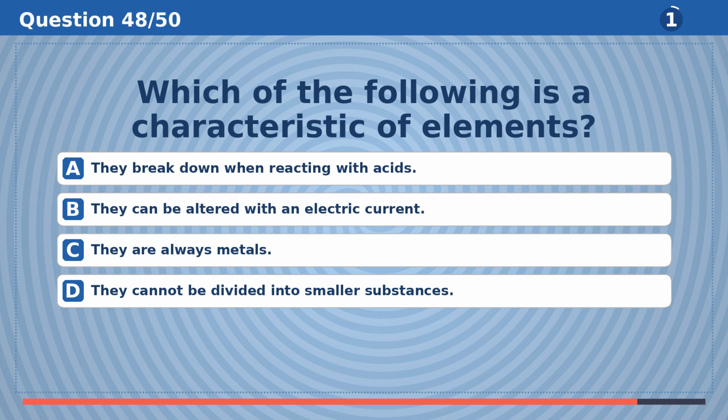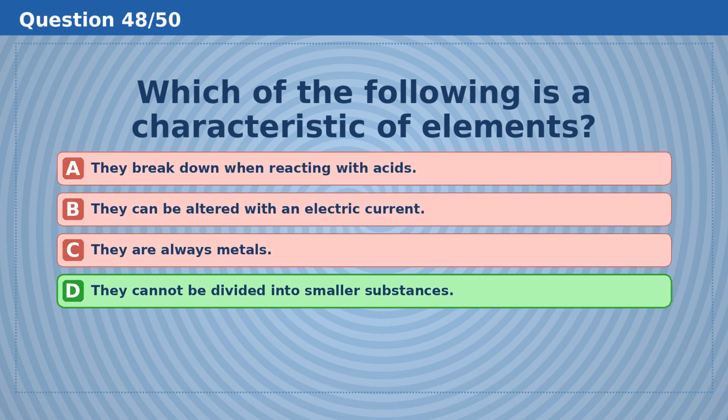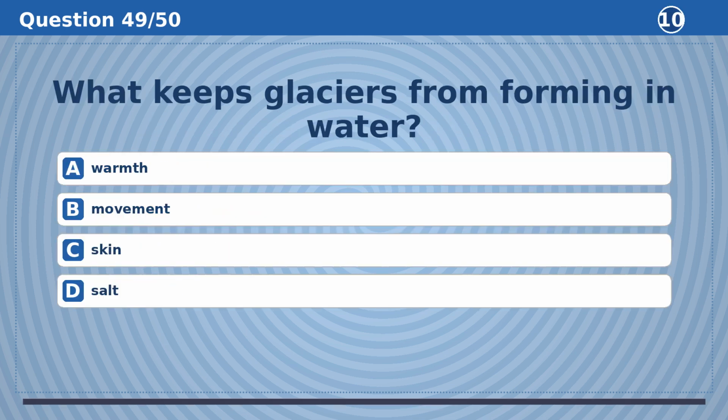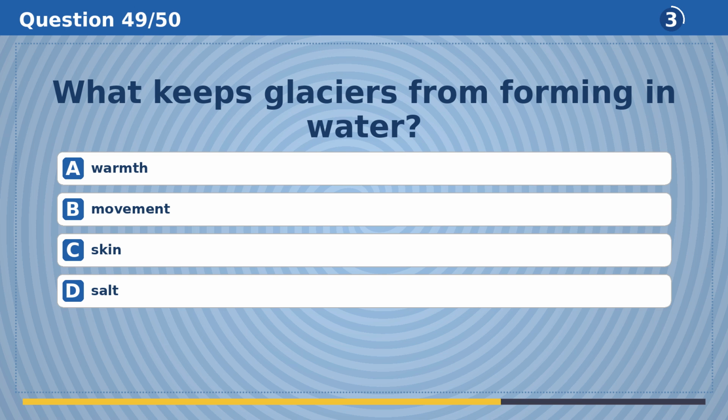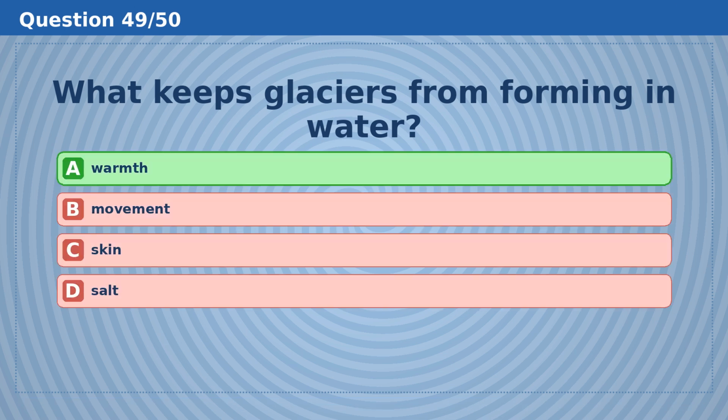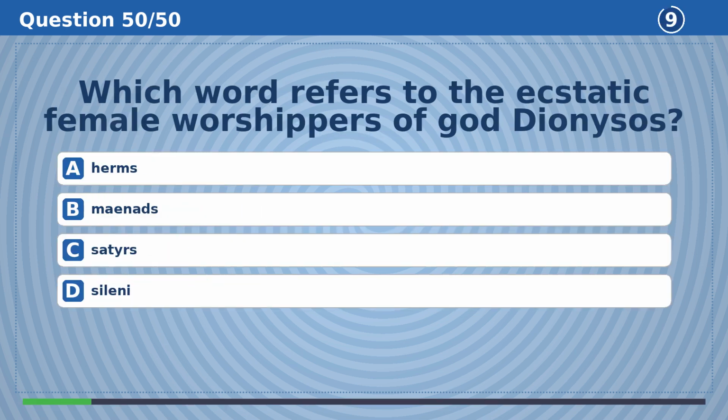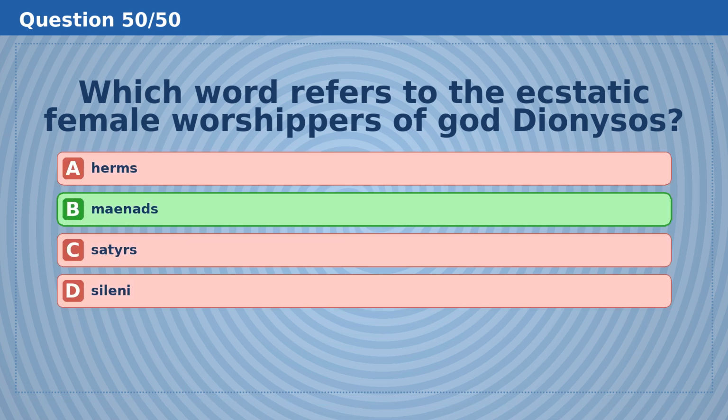Which of the following is a characteristic of elements? The answer is D. They cannot be divided into smaller substances. What keeps glaciers from forming in water? The answer is A. Warmth. Which word refers to the ecstatic female worshippers of god Dionysus?